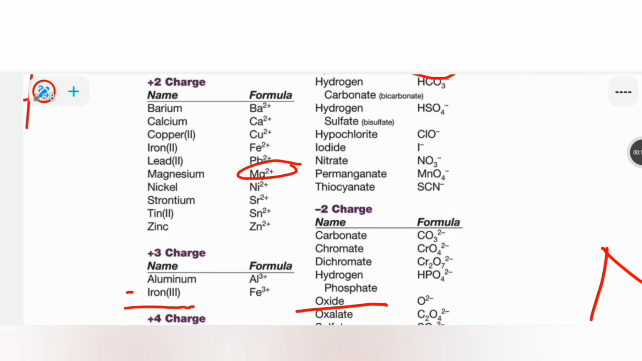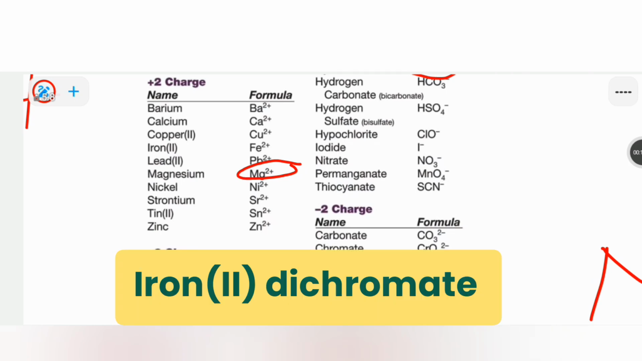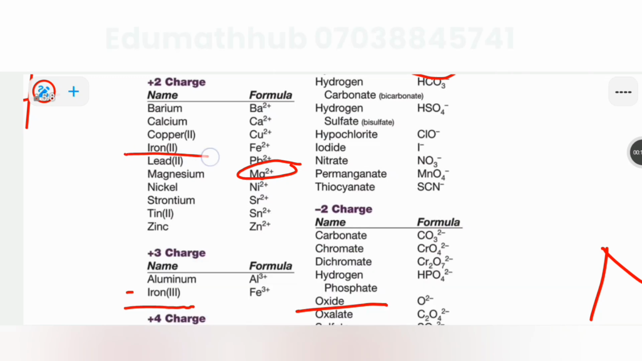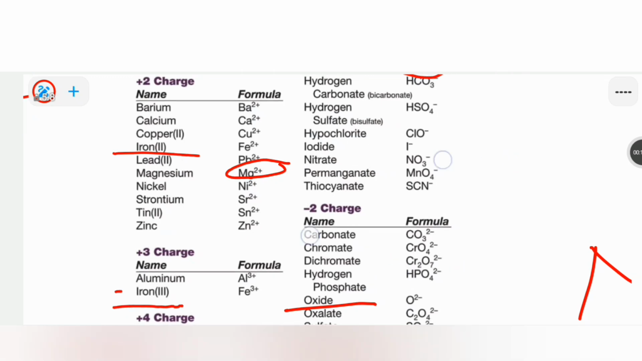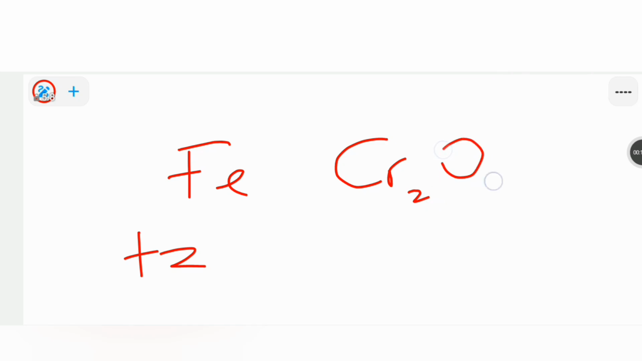So as a final one, let's write the formula for iron 2 dichromate. So this is iron 2 here. You can see this is iron 2. This is dichromate here, Cr2O7. The power is -2. And we're using iron 2. So this is how the answer will be. So iron 2, Fe, the power is +2. Your dichromate ion is Cr2O7. The power is -2.